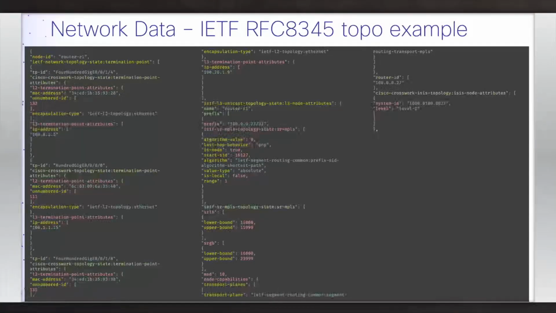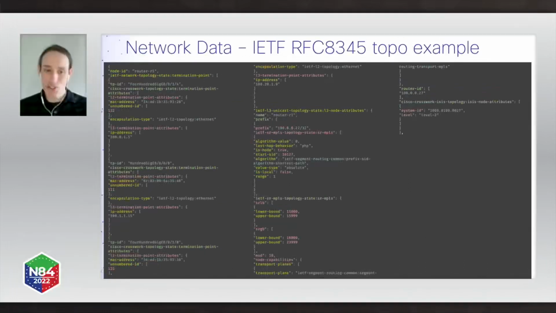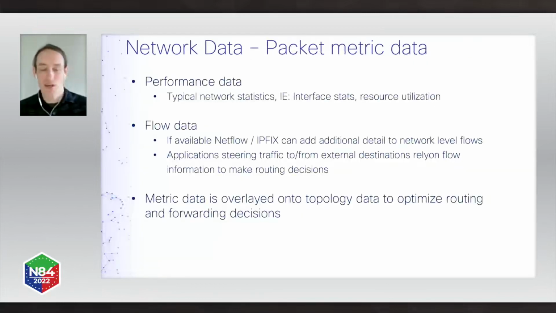Just for reference, this is what the RFC 8345 topology model looks like, with a couple of nodes as well as a couple of links. And this uses both L2 and L3 extensions as well as the SR draft extensions for the network model in order to describe an IP topology. And typically, this is being consumed by a hierarchical controller or even an OSS/BSS system. It just depends on the use cases involved.